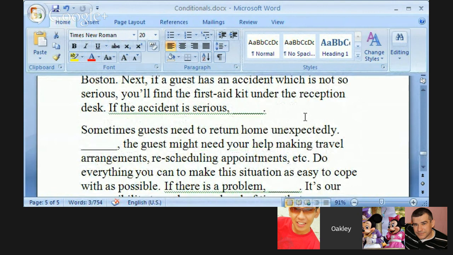So I can also use an absolute modal, must, or a phrasal, you need to call an ambulance. If the accident is serious, you need to call an ambulance. That's perfectly okay as well. Notice in the first conditional, we use the absolutes: will, won't, must, or need to. In the second conditional, we use more modals of probability: might, may, could, would.